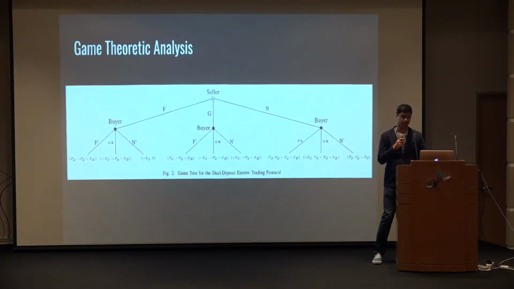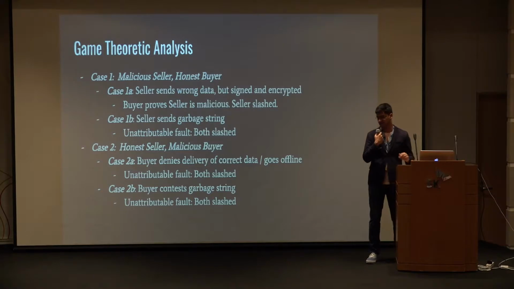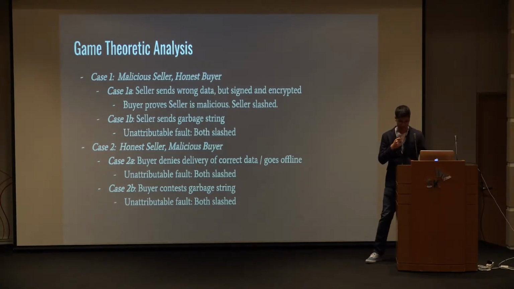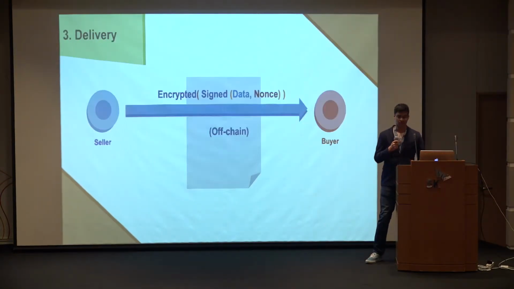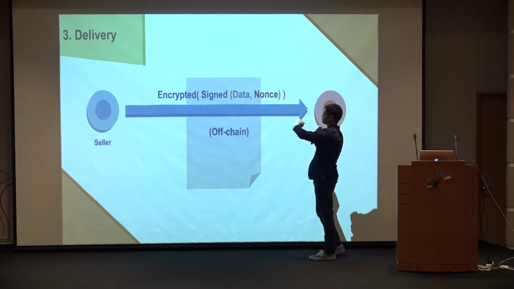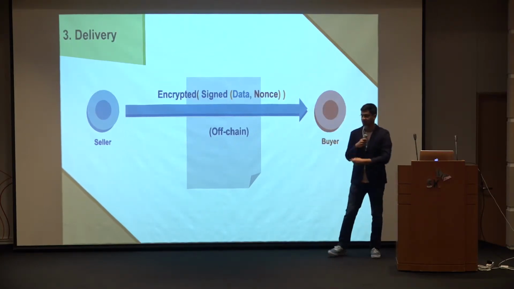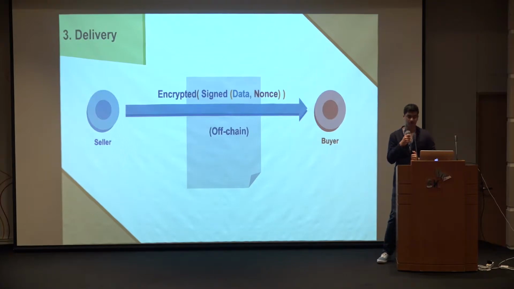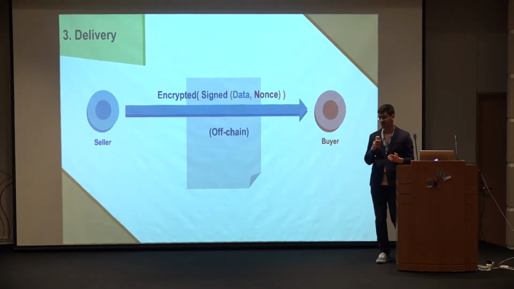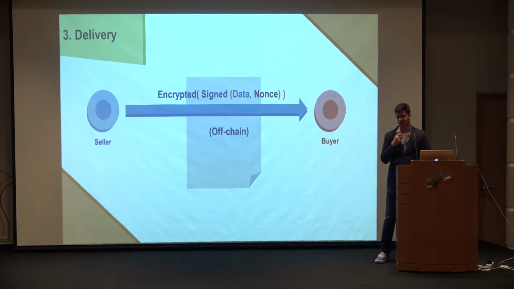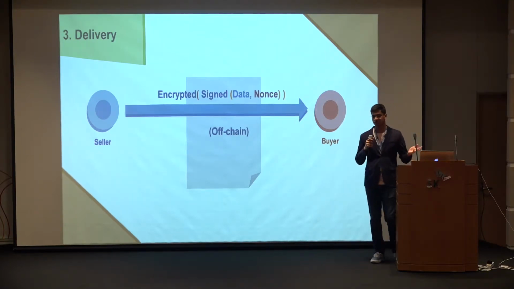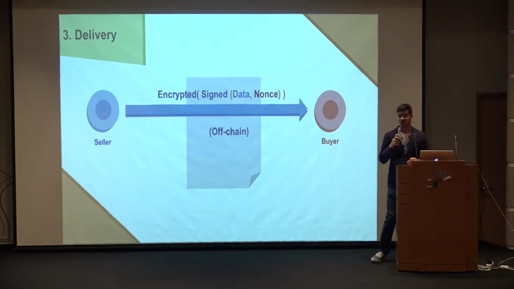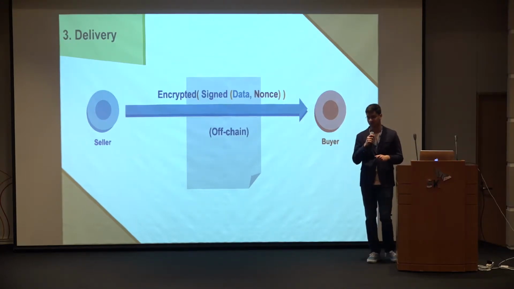And the second case is if the seller was malicious. Then it must either provide an encrypted and signed copy of the wrong data with the correct nonce, leading to it being slashed, or just some garbage strings, or maybe just nothing. In that case, it's an unattributable fault, and we have to slash both people. And then again, that's a limitation. That's a griefing factor where a person can sacrifice their own deposit to make sure that the counterparty also loses their deposit.